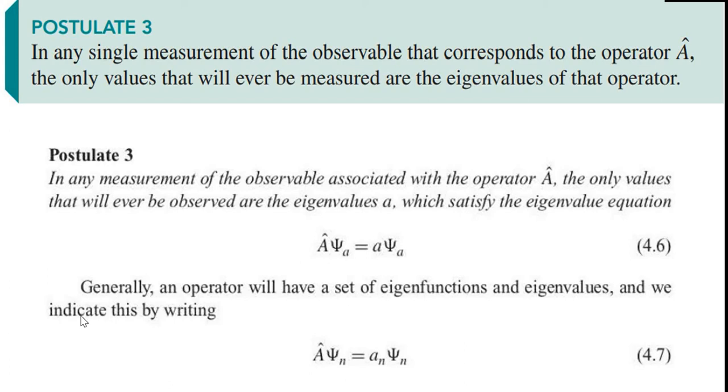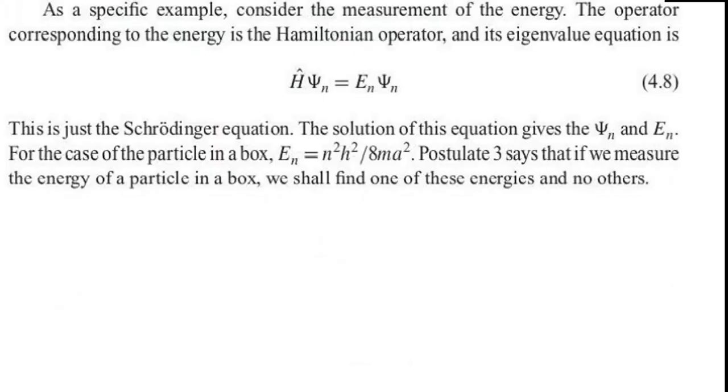Okay, so generally an operator will have a set of eigenfunctions and eigenvalues, as I told, psi 1, psi 2, psi 3 and so on, and we indicate this by writing like this: A psi n is a n psi n. So small a n means a1, a2, a3, those are the eigenvalues. Now if you make any measurement, the value you will get is nothing but the eigenvalues.